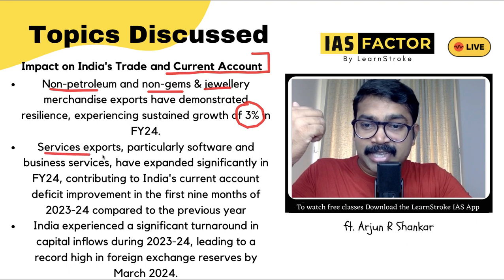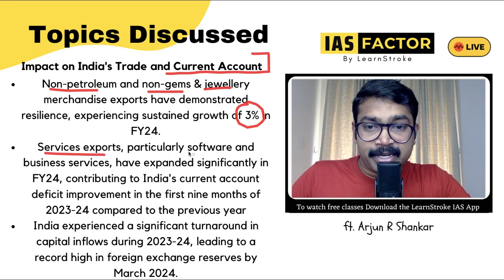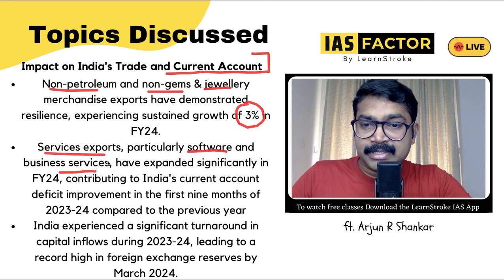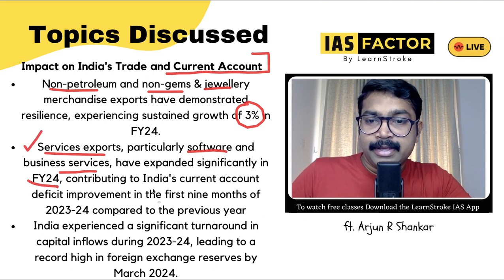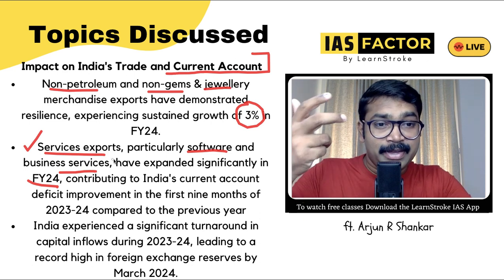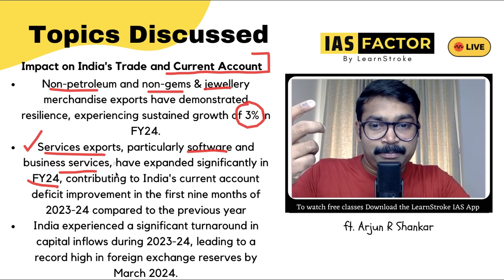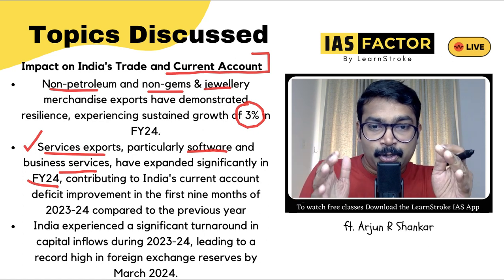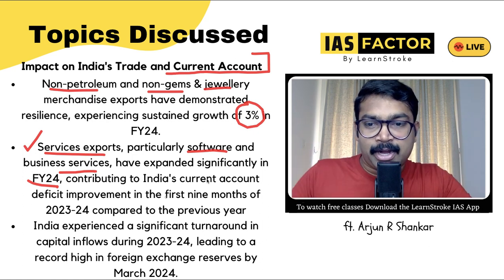And services exports, export of services, particularly software and business services, has expanded significantly. So this is also a good thing. It is contributing to India's current account deficit improvement in the first 9 months. When software exports improved, it contributed to the improvement of the current account deficit.